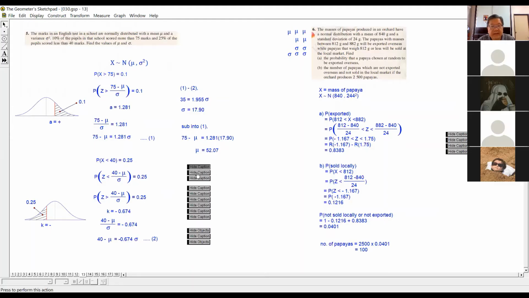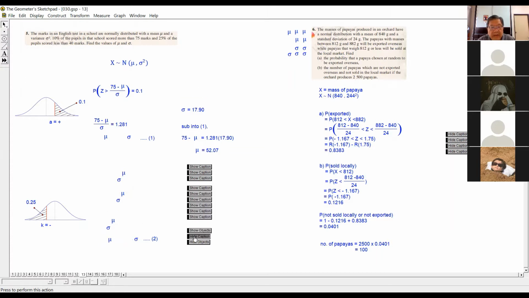Question 5. The marks in an English test in the school are normally distributed with a mean, mu, and a variance. 10% of the pupils in that school score more than 75 marks, and 25% of the pupils score less than 40 marks. Find the value of mu and the variance. Okay, right.